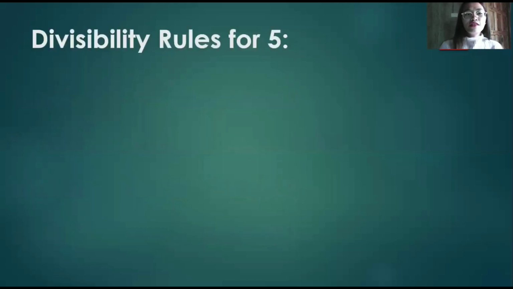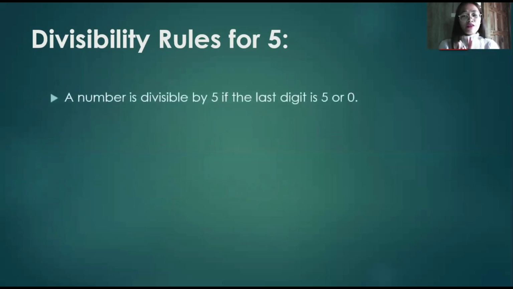Now let's proceed to divisibility rules for 5. Okay, so unsa man say ato ang hinumduman sa divisibility rules for 5? Okay, so mao na ang iyang rule, no? So a number is divisible by 5 if the last digit is 5 or 0. So very sayon gyud kaayo, class, ang atong hinumduman. Basta ang last nga number or the last digit is 5 or 0, automatic, it is divisible by 5.